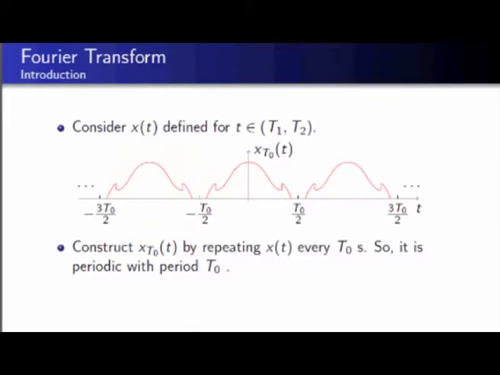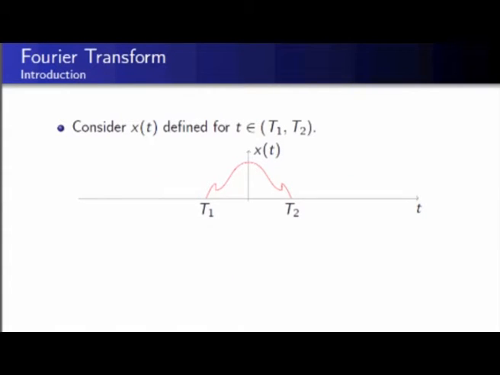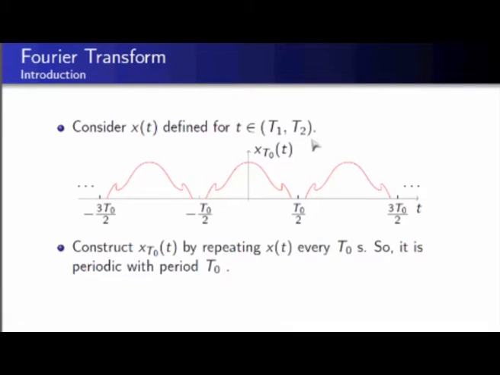So what I do is, in place of x of t, if you look at what I have shown here, I have x of t. I now build a function called x t naught of t by repeating x of t every t naught seconds. t naught is large enough to cover the entire t1 to t2. So I take this signal x of t and repeat it in both directions in time every t naught seconds. T naught is completely arbitrary, left to me.